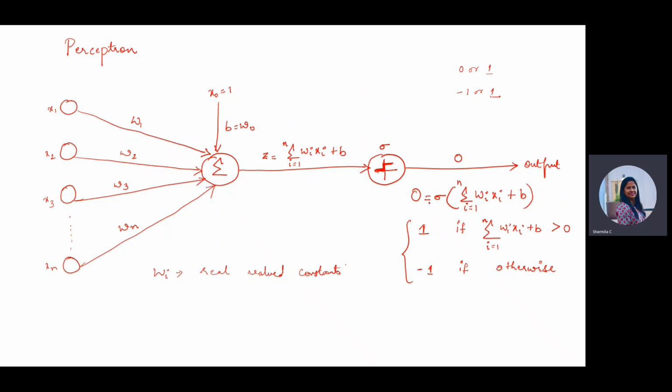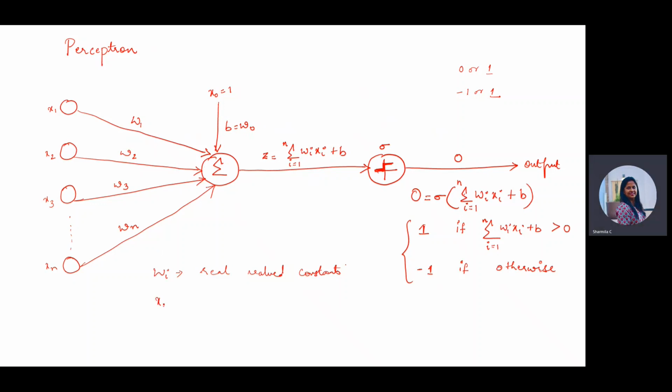So the value z, which is sigma of i equals 1 to n of wi times xi plus b, is processed through this activation function. The output of the perceptron is +1 if this value is greater than 0, -1 otherwise. Here we have one more value called the bias. The bias is present only when the data is not balanced. Whenever we need to increase or decrease this summation value, we add a bias.